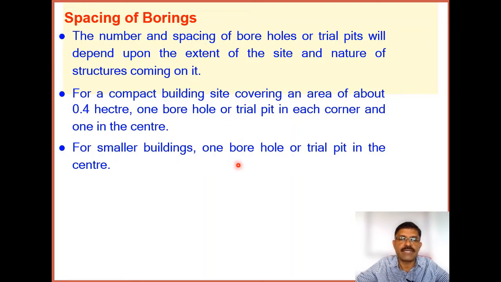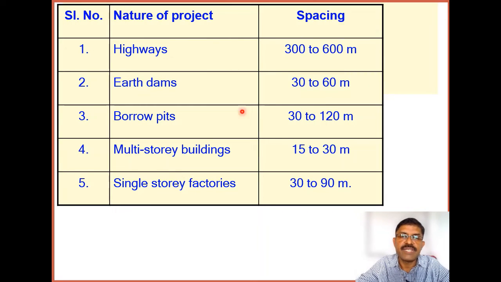Spacing of borings, actually this is very important. The number and spacing of boreholes or trial pits will depend upon the extent of the site and nature of structures coming on it. For a compact building site covering an area of about 0.4 hectare, one borehole or trial pit in each corner and one in the center will be adopted. For smaller buildings, one borehole or trial pit in the center is adopted. This is actually a usual practice. So these are some of the borehole spacings given by the Indian standards.